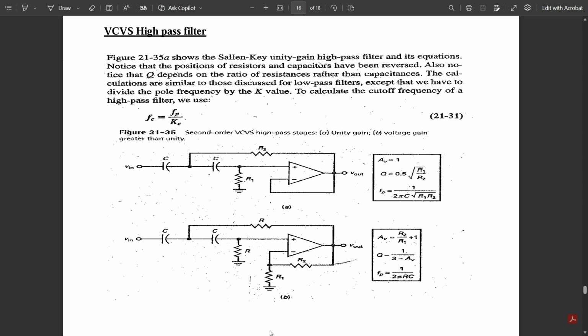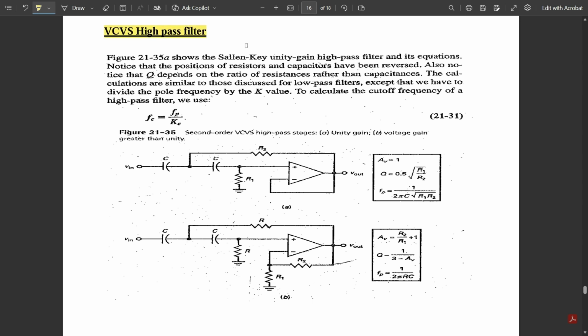So those things we have discussed in the previous video, along with some numerical examples to identify the Q value and the pole frequency value, so that you could find the cutoff frequency. Those who have not seen it, please watch it. Now in this video we are going to be discussing the VCVS second order high pass filter.